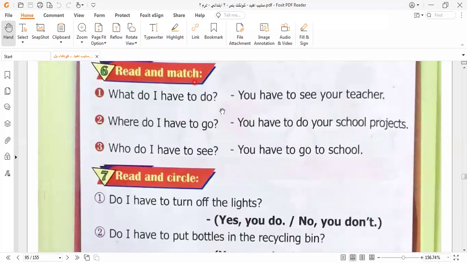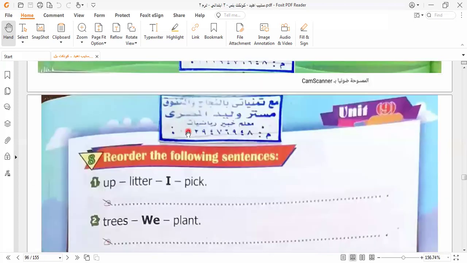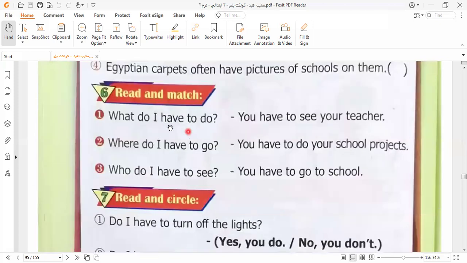Match and read. So I answer this. Yes. Here, what do I have to do? What do I have to do? You have to do your school project. So this one means I ask about your task. So I select this one by this one.